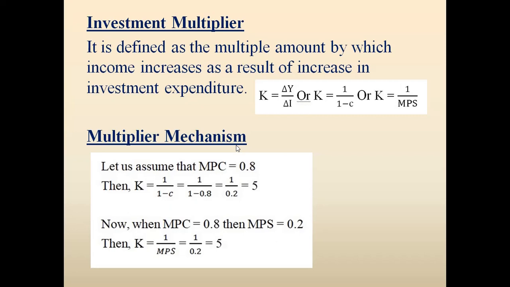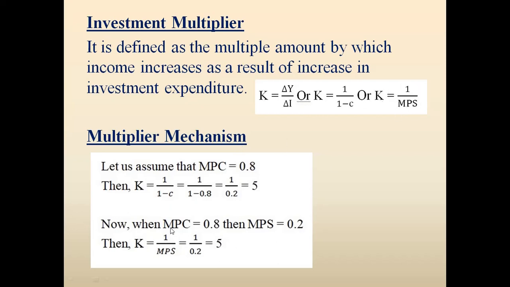Right. Now, let us assume it from the MPS side. We already know that MPC is 0.8, which means your MPS should be 0.2, because we know that MPC plus MPS should be equal to 1. So 1 minus 0.8 will be 0.2. Okay. So now applying this formula, K is equal to 1 by MPS.